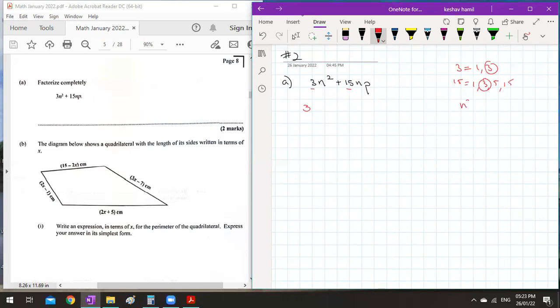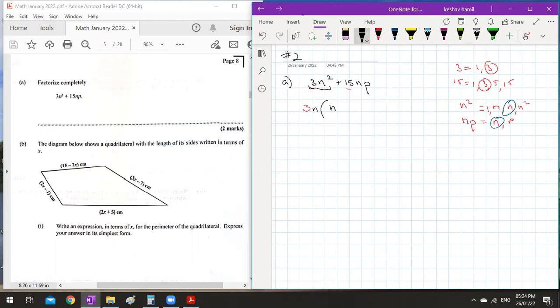Now, same thing with n squared and np. The factors of n squared will be n by n, which gives us n squared, or 1 and n squared, and for np, n and p. Now, the factor we were looking for is n. So 3n is the highest common factor, and then we will divide. So we divide 3n squared by 3n. 3 into 3 will be 1, will cancel out. n squared divided by n will be n.